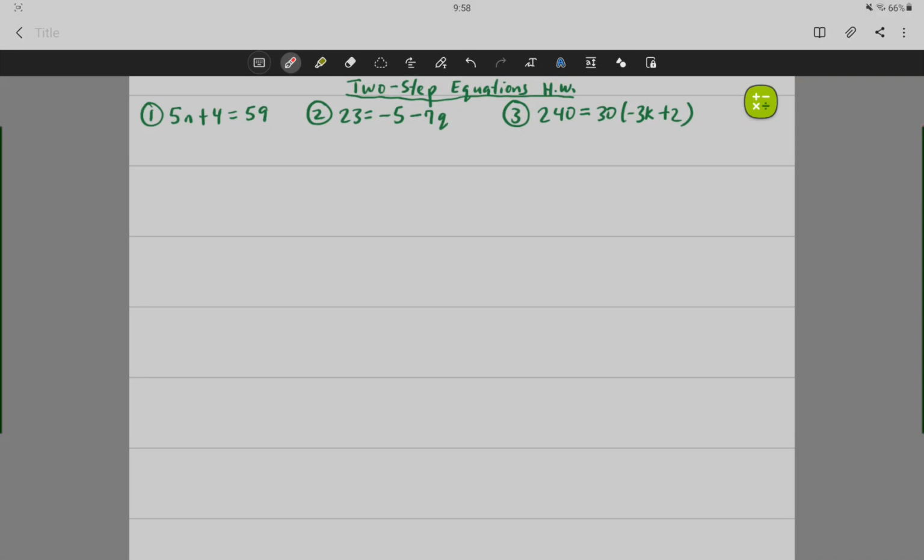Everybody, here is the two-step equations homework. Okay, number one says 5n plus 4 equals 59. So first step, equal sign, let's draw the line.